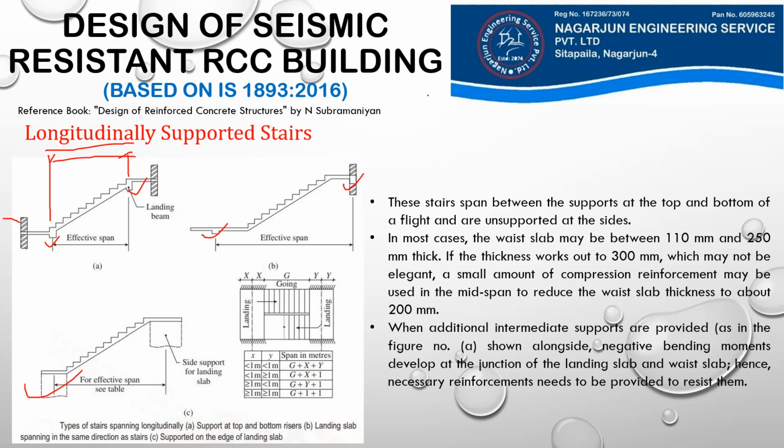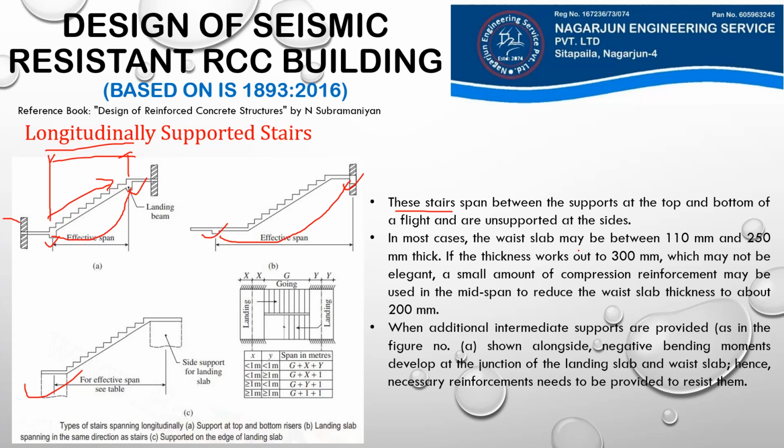So we see here different types of longitudinally supported stairs. These stairs span between the supports at the top and bottom of a flight and are unsupported at the sides. So we saw here where the supports for these staircases may be. What happens is that when there is a movement along this slab, along the direction of this movement, our staircase deflects in this way. So the direction of movement is also longitudinal, and the direction of deflection of this slab is also longitudinal. Hence, they are known as longitudinally supported stairs.